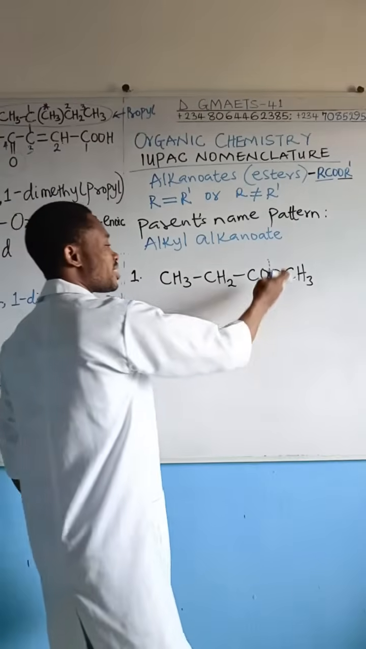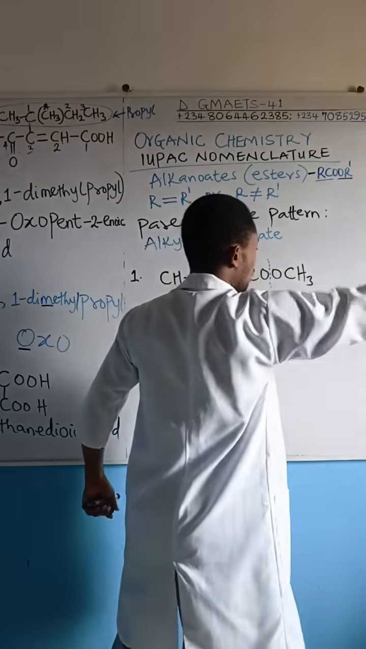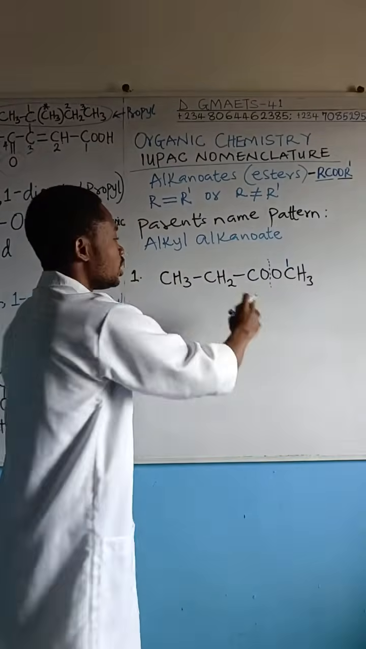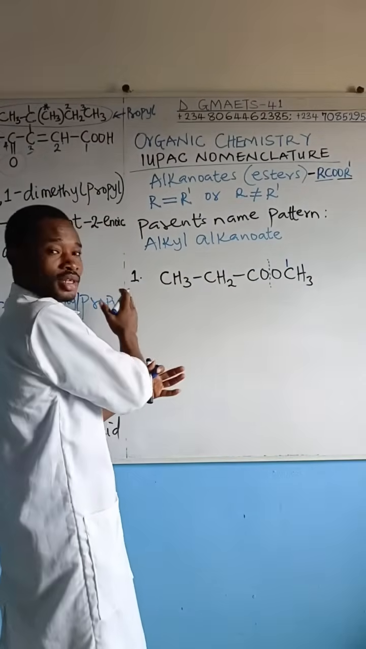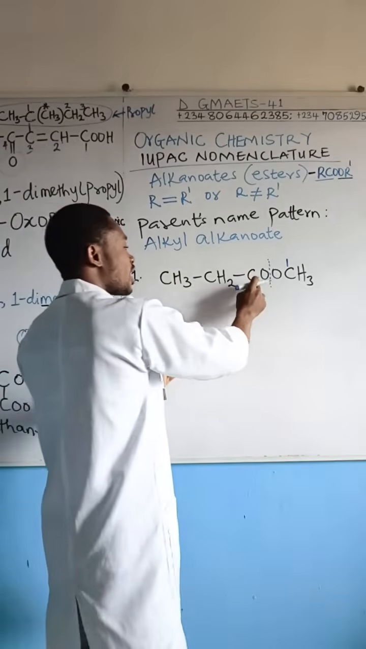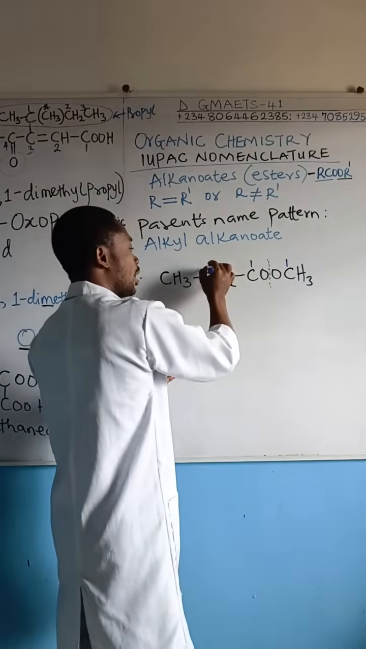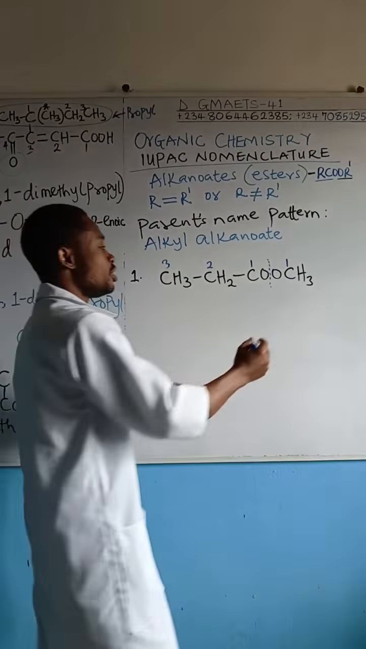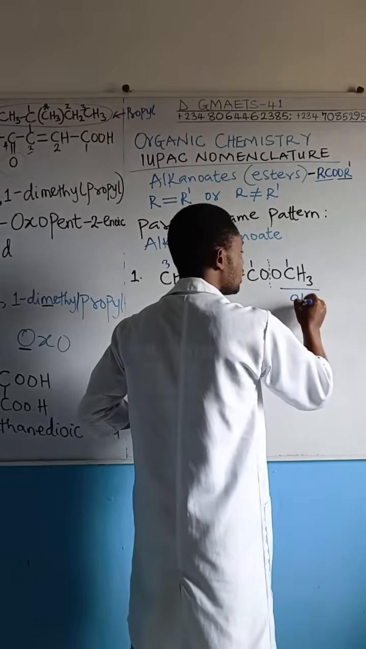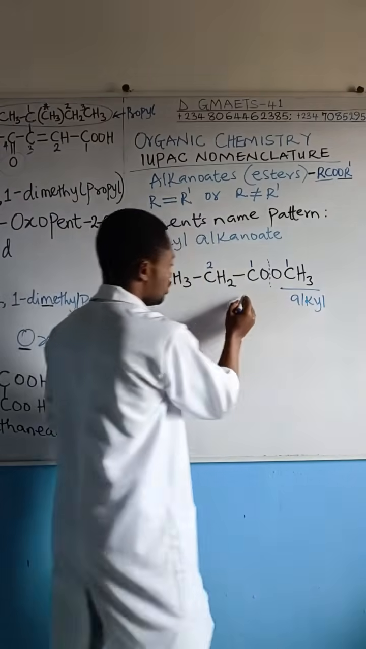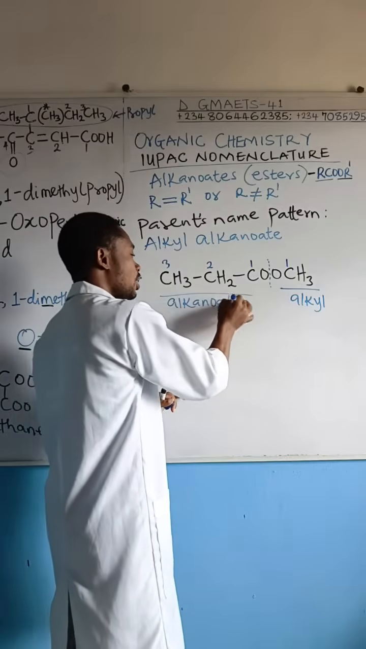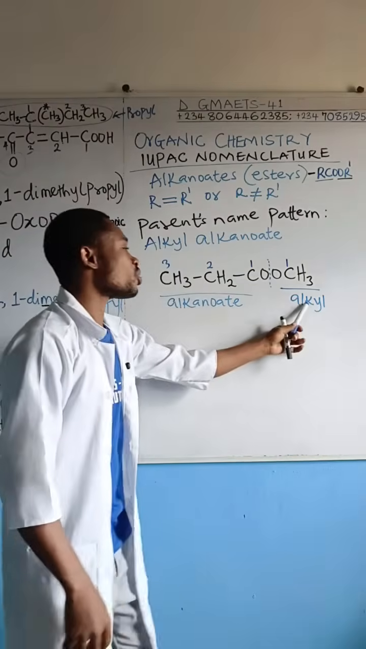If you want to number, starting from this carbon, you number this way. This is carbon number 1. If you have other carbons, you continue numbering. Then coming to the alkanoic acid part, the alkanoate part, starting from this carbon, you have number 1, then 2 and 3. Then you name this part first. This part is the alkyl part. And then you name this part, ending it. This is the alkanoate part. So you now have alkyl alkanoate.